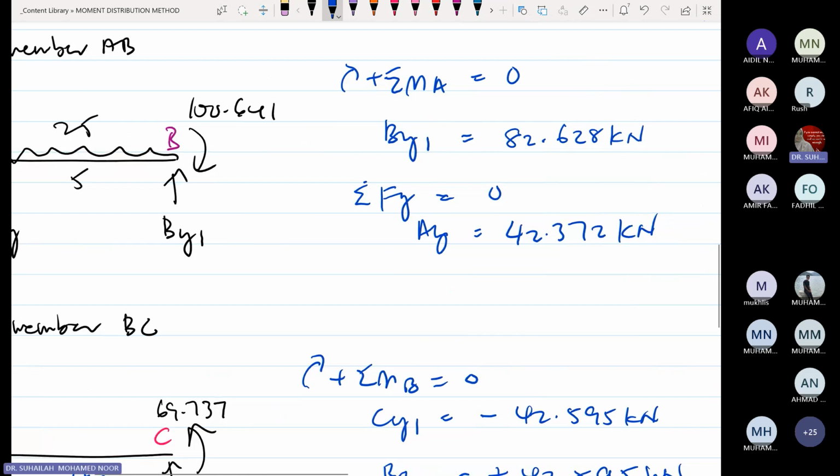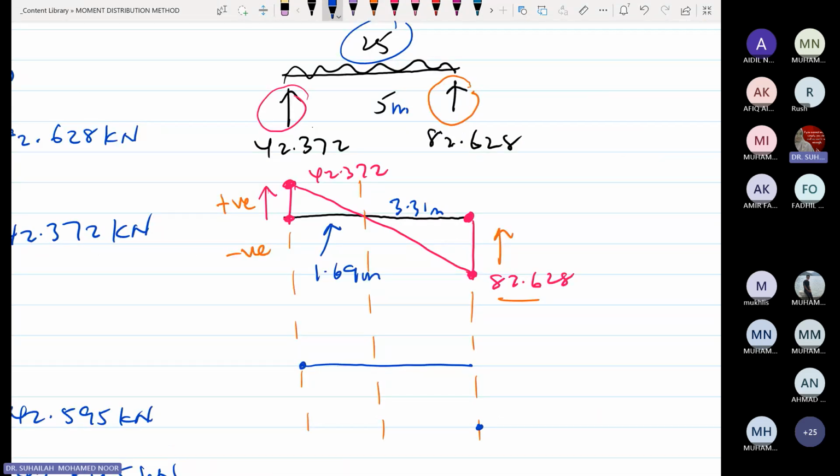Anyway, tak apa. Kita start from 0 because moment kat sini 0. Okay, moment dekat point A is 0. So 0 plus area. Dia plus sebab yang ni positif. Start from 0 means 0 plus area of triangular. Berapa area dia? 42.372 times 1.69 times 0.5.